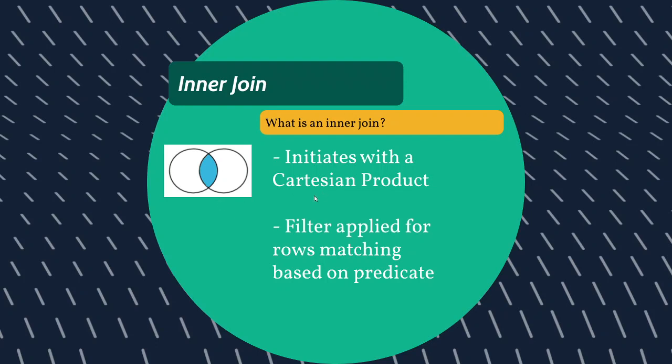What it does is it initiates with a Cartesian product. First of all, we're going to have all the possible combinations of the two tables, and then we're going to have a filter applied for rows matching. So first we're going to have the Cartesian product, then on the Cartesian product we're going to have a filter applied for rows matching based on a predicate logic. So now we're going to have a hands-on for the inner join.